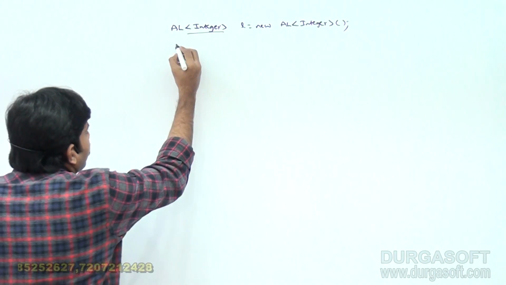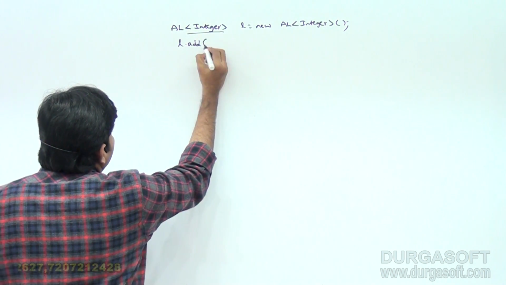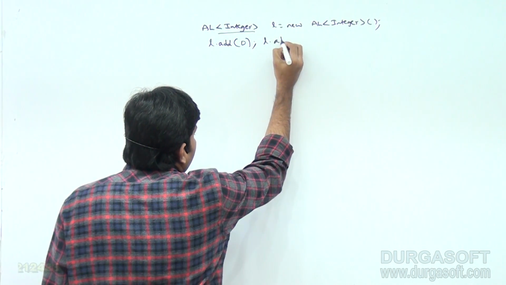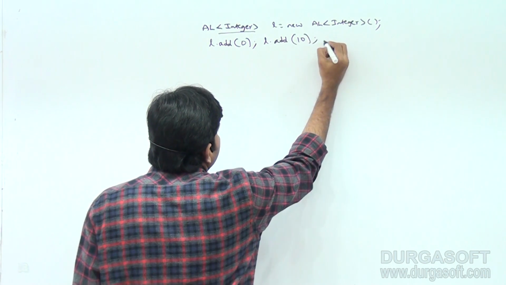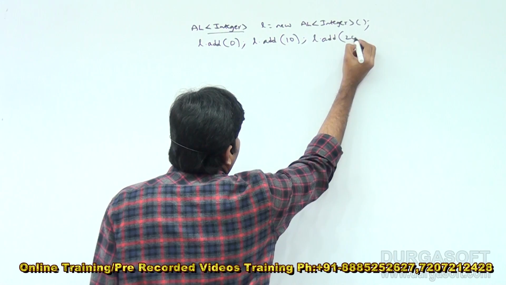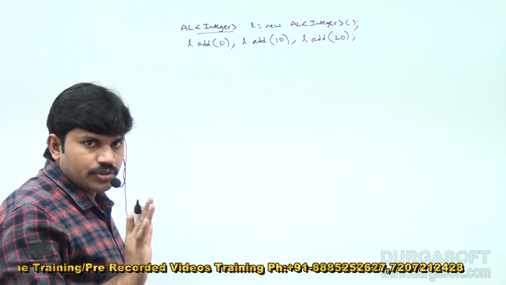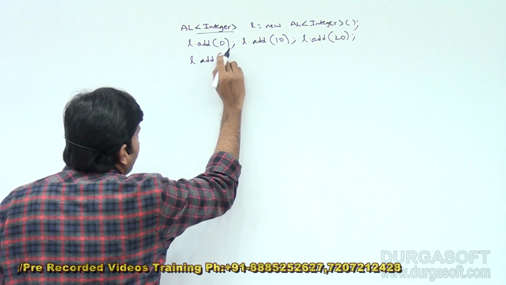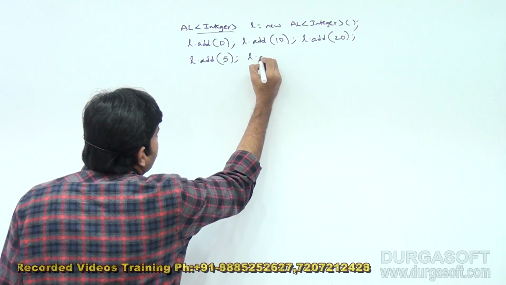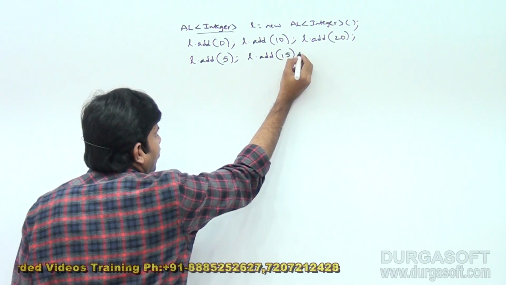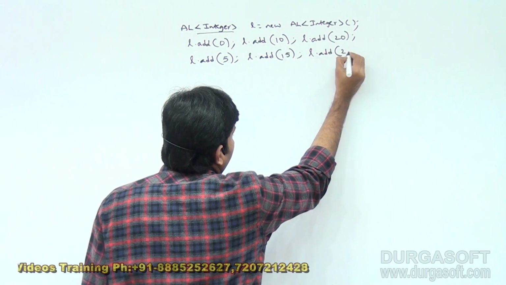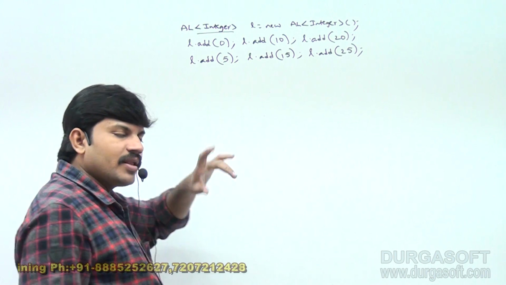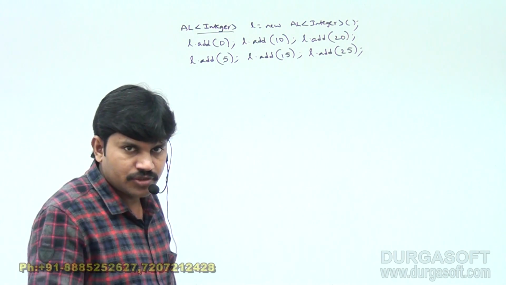Now I'm taking L.add(0), I added. L.add(10) I added. L.add(20) I added. So 0, 10, 20. Similarly, L.add(5) I added, L.add(15) I added, L.add(25) I added. Observe that, I am writing these on the same line, but while coding we have to write them on multiple lines, you know, right?